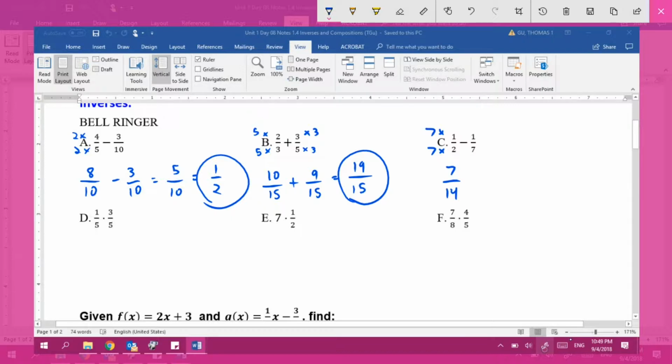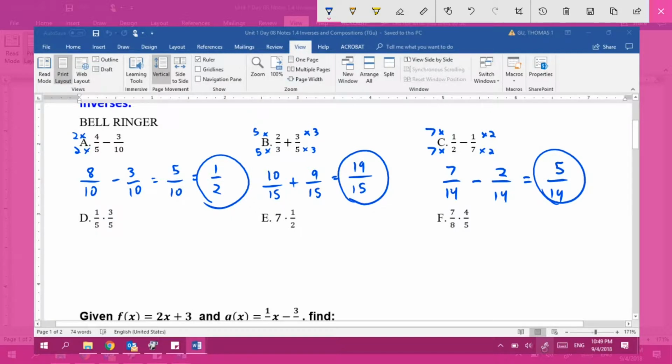Now for the second term, how am I going to get the 7 to a 14? I'll multiply by 2. And over here, I'm going to multiply the top by 2 as well. So it's going to be minus, what's 1 times 2? That's 2. And 7 times 2 is 14. So now we've got the same denominators. So let's subtract straight across. 7 minus 2 is 5. And then on the bottom, we've got 14. And that is the final answer.